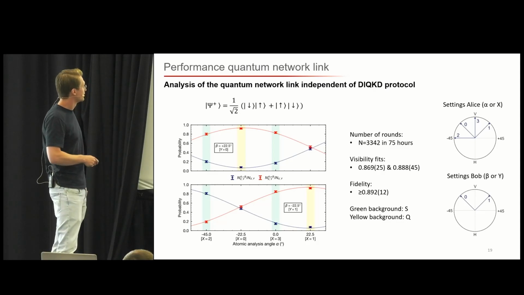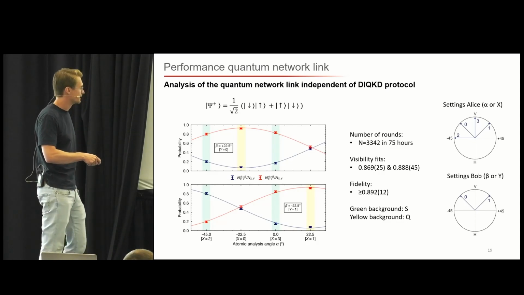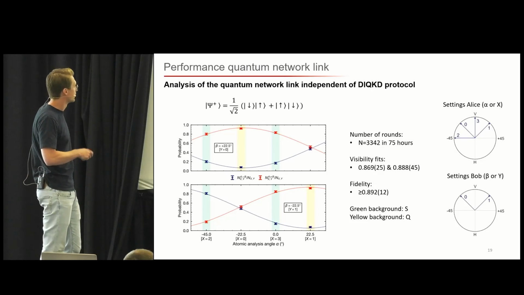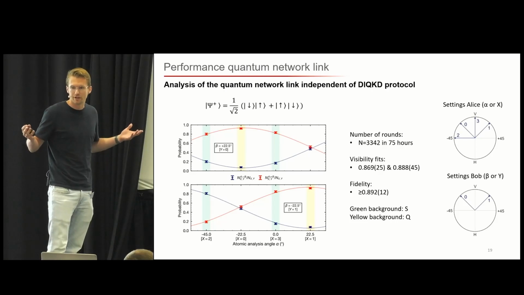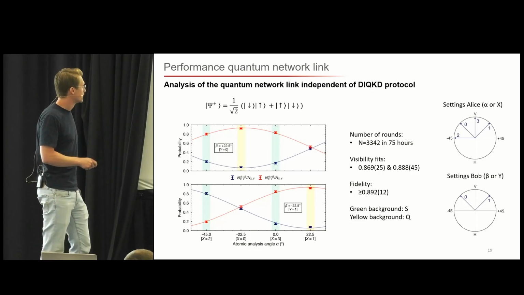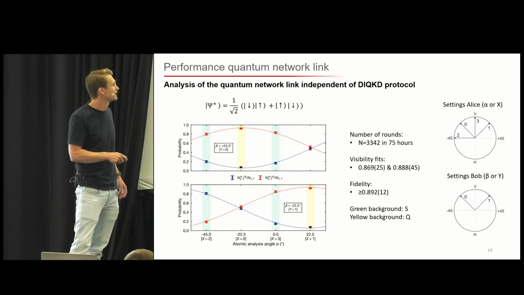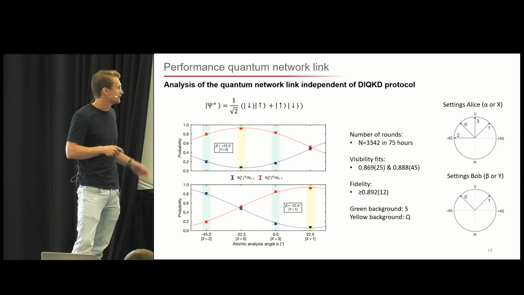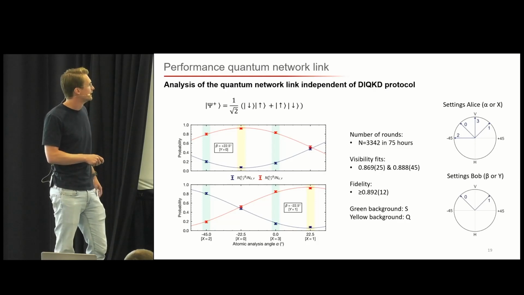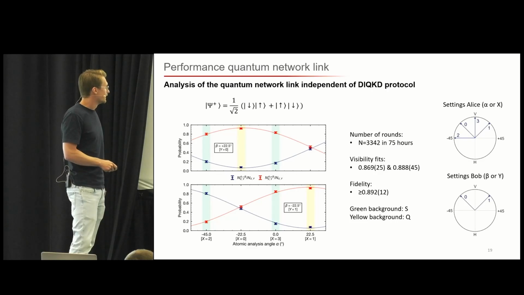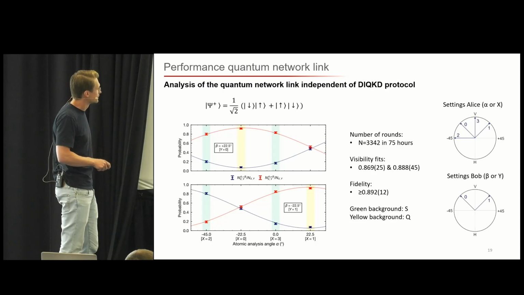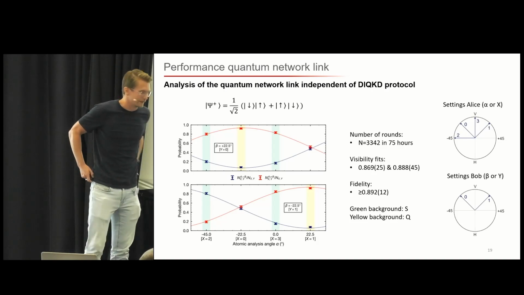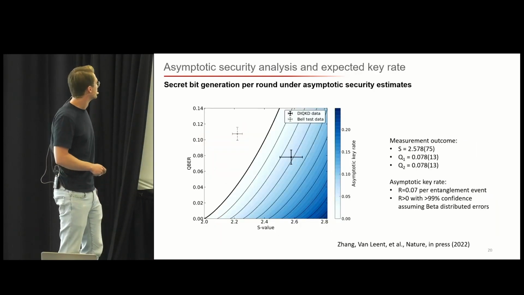And then here you see the data that we got. Horizontally, you see the 4 settings from Alice, and the 2 different plots are the settings from Bob. Then in blue, you see correlated outcomes of the 2 devices, and in red, you see the anti-correlated outcomes of the devices. We fit the data, and then we get visibilities around 87, 88%, with which we can estimate our fidelity of 89%. Then we use the green settings here to evaluate the S value, and the yellow settings to evaluate the QBER. So these were the results that we got.